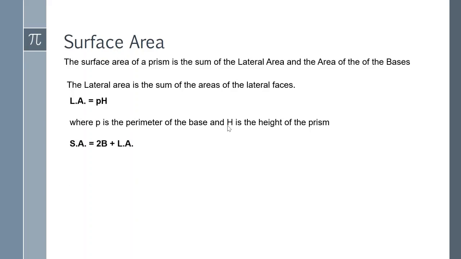And then surface area is this formula: 2 times the area of the base plus the lateral area. So capital B is the area of the base. Please understand that capital B is the area of the base. It's not a single number. You have to do a calculation to get capital B. That's why I capitalize it. And then we can simplify this formula to surface area equals 2 times B plus the perimeter times the height. And that's the formula that we're going to use in all of our examples here.